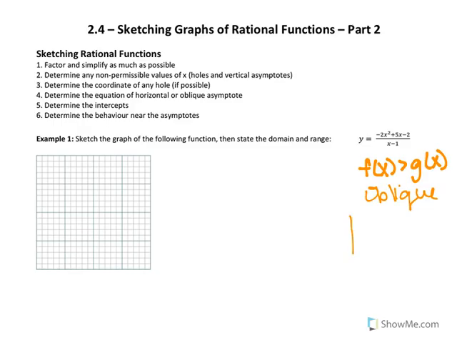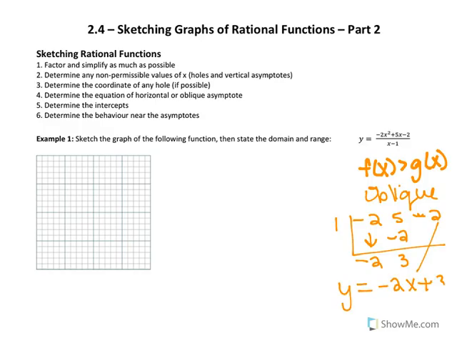So let's find our asymptote first. So we're going to go -2, 5, -2, and we're going to divide it by 1. Bring down the -2, and I have -2 and 3. So our oblique, and that doesn't matter, is -2x plus 3. That's our oblique asymptote. So we're already on our way. Let's figure out our holes and vertical asymptotes.